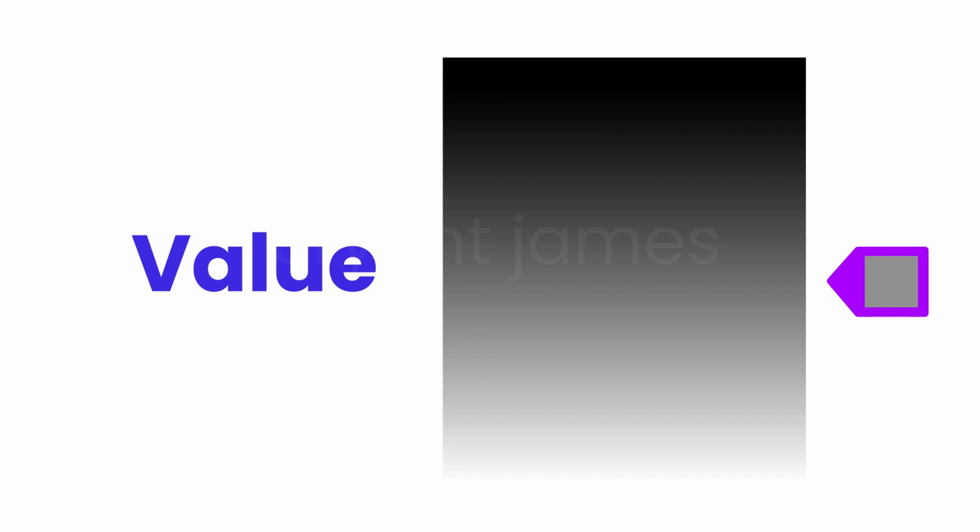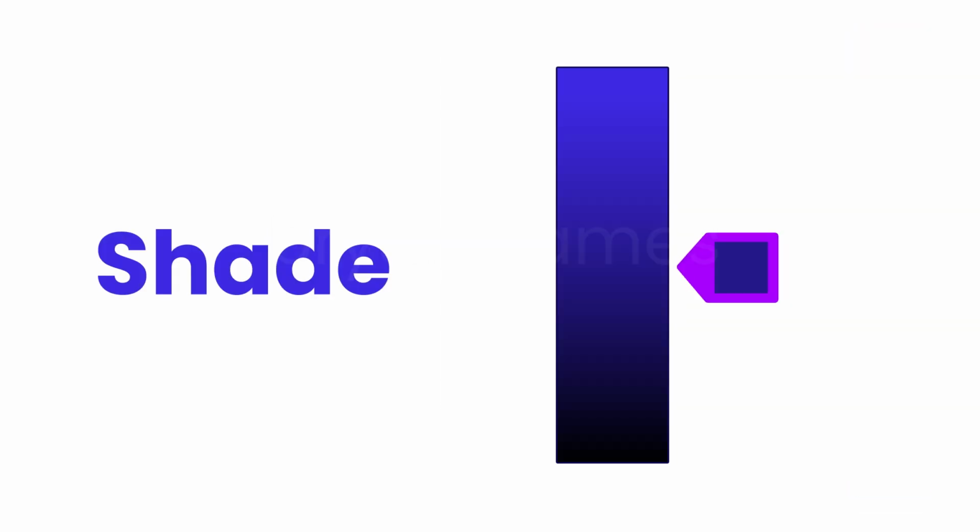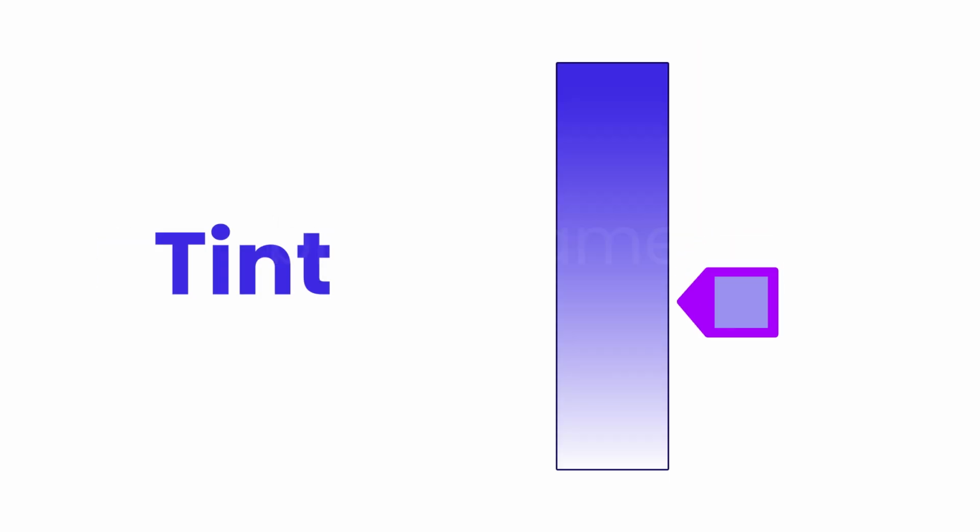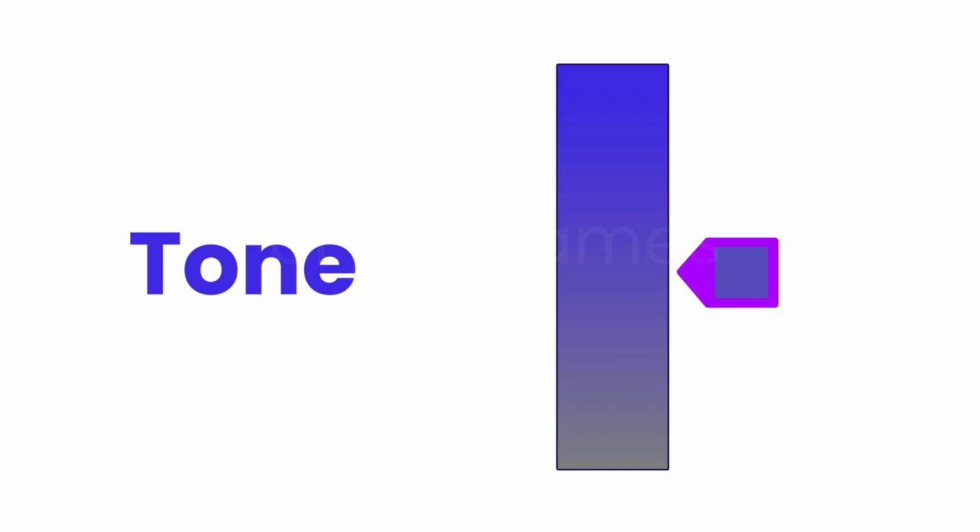Then there's value, which tells us how light or dark a colour is. You can darken a colour, creating a shade, by adding black, or lighten it, creating a tint, by adding white. Adding grey results in a tone which falls somewhere in between.